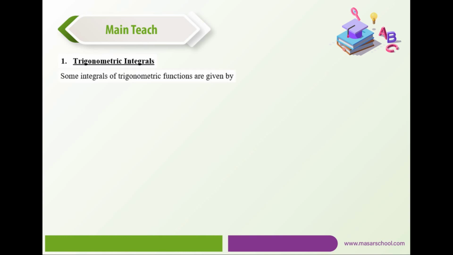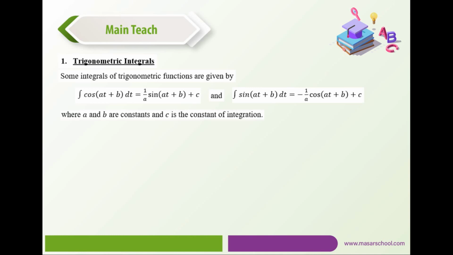Some integrals of trigonometric functions are given by: the integral of cosine(at + b) dt is (1/a) sine(at + b) + c, and the integral of sine(at + b) dt is minus (1/a) cosine(at + b) + c, where a and b are constants and c is the constant of integration. Now recall that in the case of a derivative, the derivative of sine is cosine and the derivative of cosine is minus sine. Here, because it's the reverse process, we need to do it the other way around. Then the integral of cosine is a sine, and the integral of sine is a negative cosine.